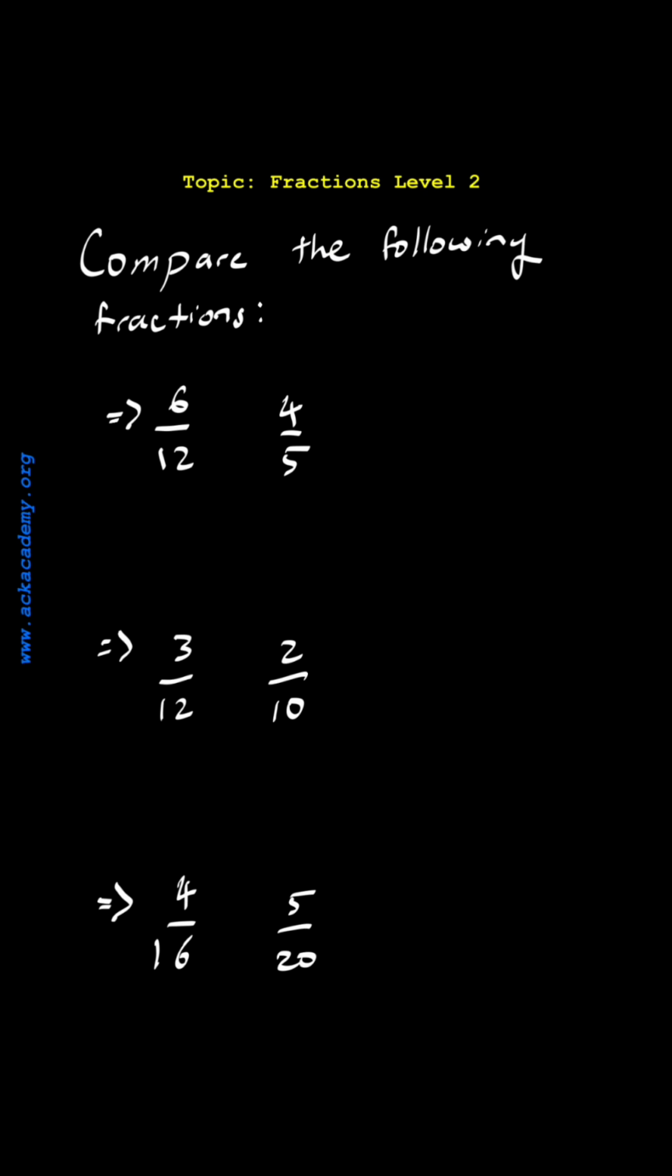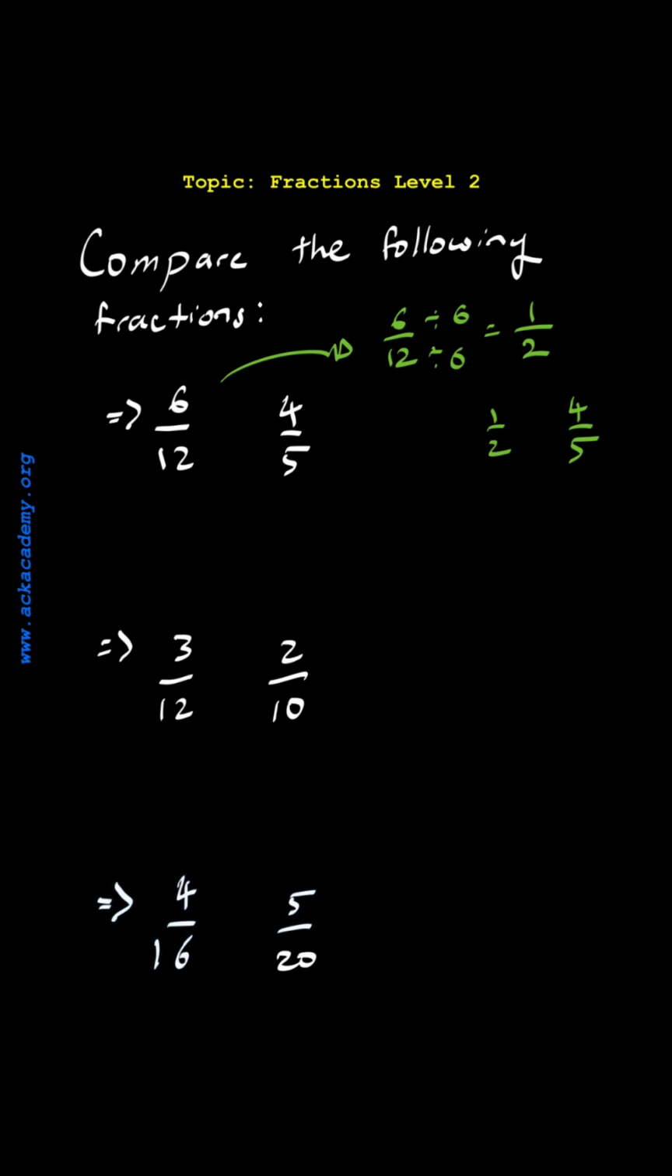So let's use the tools that we have learned. We haven't learned common denominators, but we have learned how to simplify fractions. So let's do that. This guy over here, 6 over 12, I can divide the top and bottom by 6, and I get 1/2. Okay, so now it's 1/2. I'm not going to rewrite this, but essentially what's happening is I'm comparing 1/2 and 4/5.